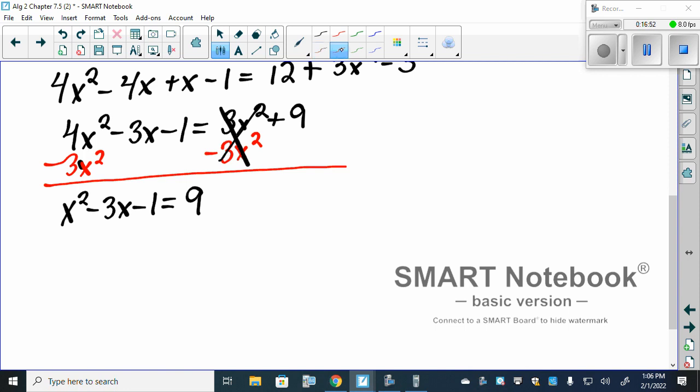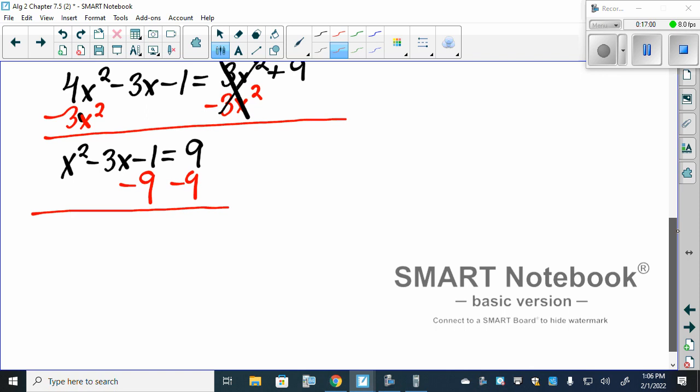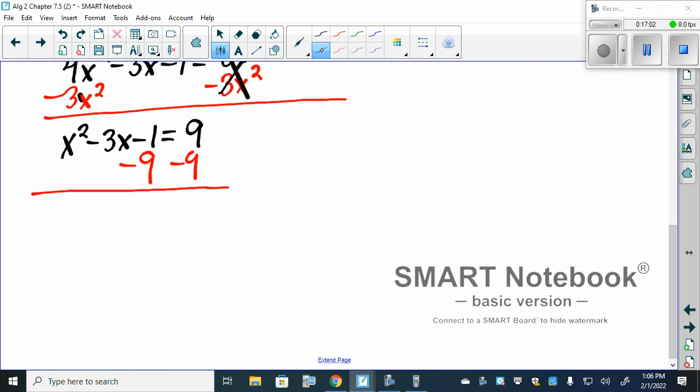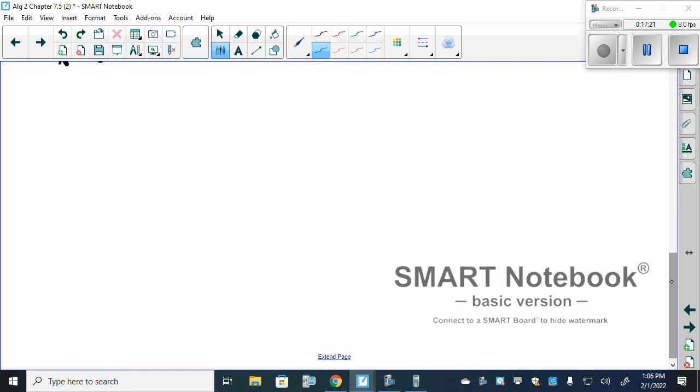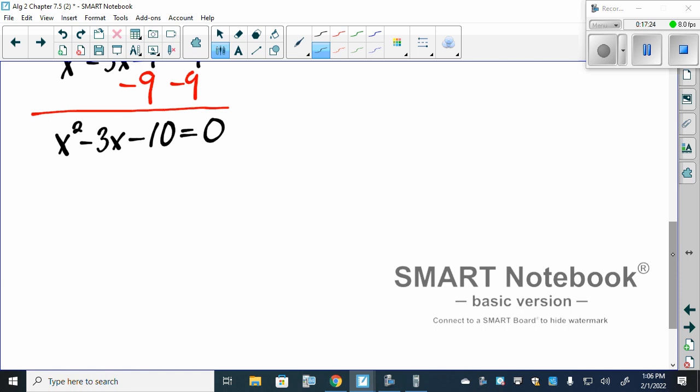Then minus 9 from both sides, because again, we need this equal to 0. So we get that x squared minus 3x minus 10 is equal to 0. Any questions on how we got to this quadratic, x squared minus 3x minus 10? Now we can go on and factor it, yes?